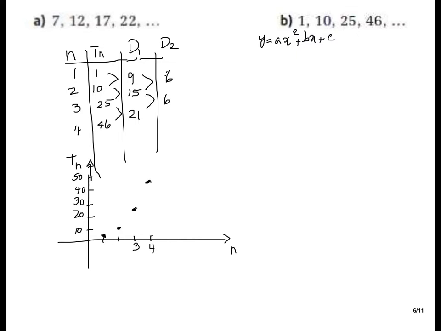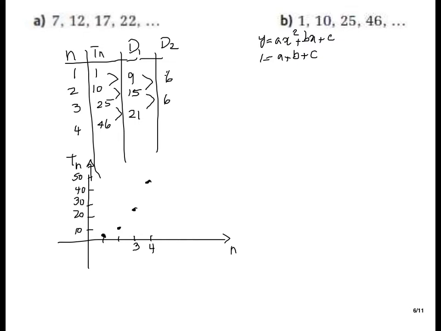We are going to first use n equal to 1. If n is 1, then t sub n is 1. Remember, n here is x and t sub n is y. So when n is 1 or x is 1, then y is 1. So 1 is equal to a plus b plus c. I just substituted x equal to 1 here and I got a plus b plus c. So that's my first equation.